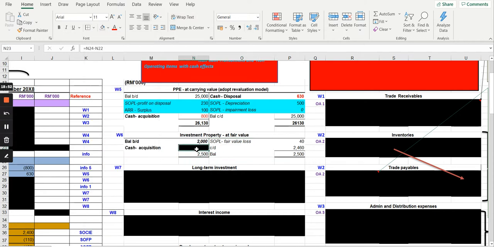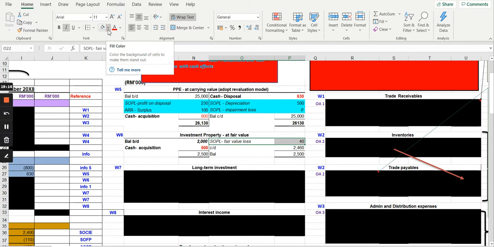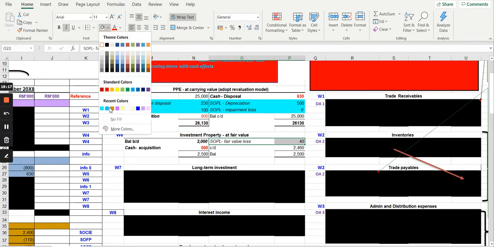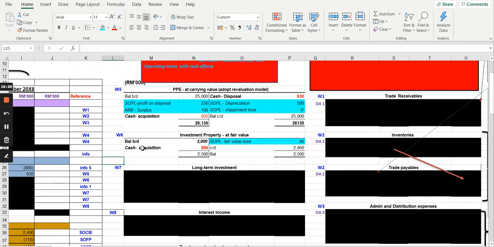That would be the amount 500,000. So this 500,000 will be included in your investment property account here, because we reconstruct. And at the same time, that will be part of the outflow in your statement of cash flow under investing activities. So let's look at that.